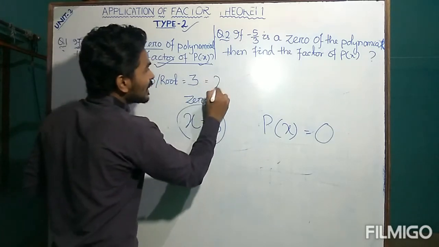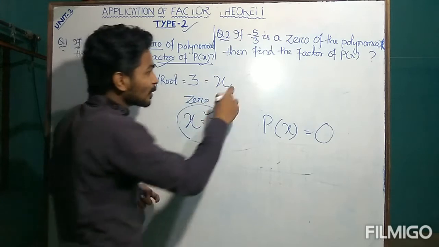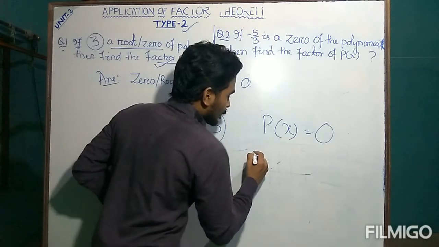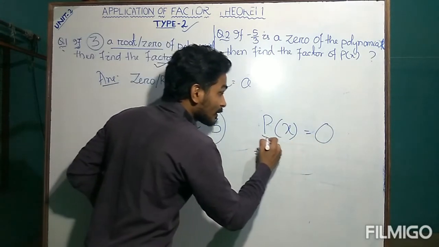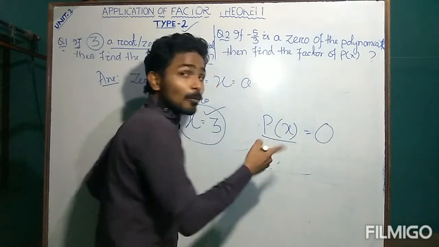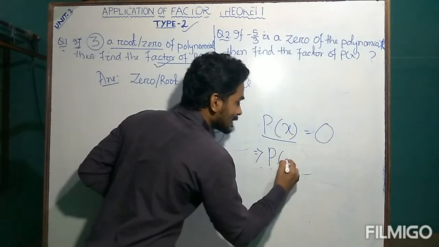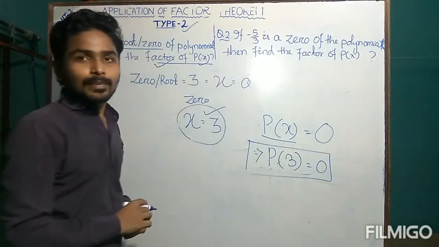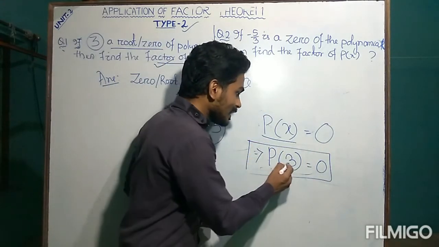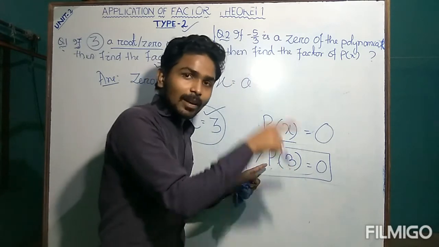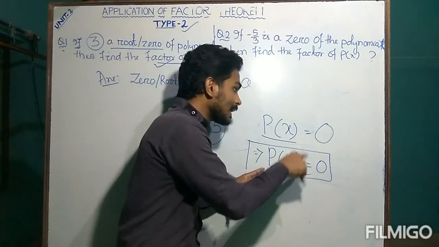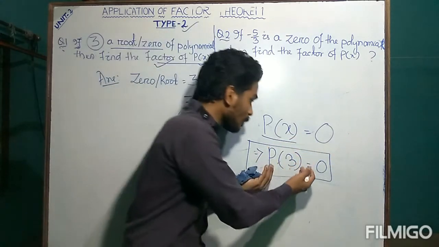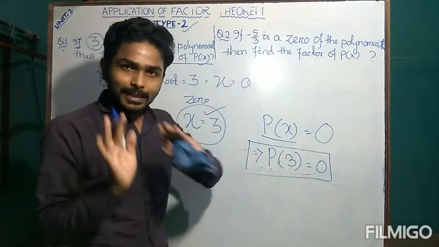So we can write it as x. Since zero is also known as a, we can write it as a. So this is the meaning of zero. The total polynomial is equal to 0 if x is equal to 3. This is given in the question. According to the question, 3 is the root. That means after substituting 3 in the place of x, we will get the value of the total polynomial to be 0. Now it is clear?